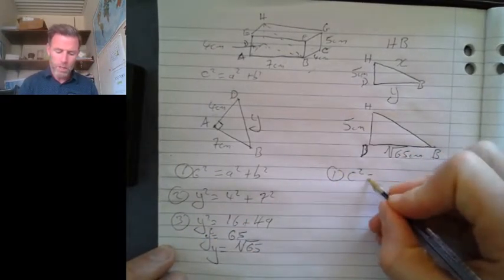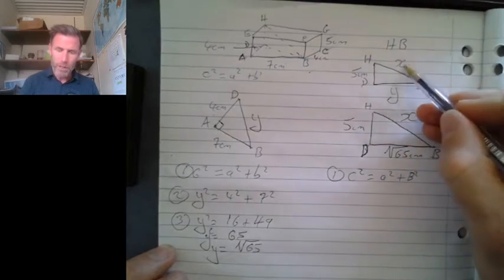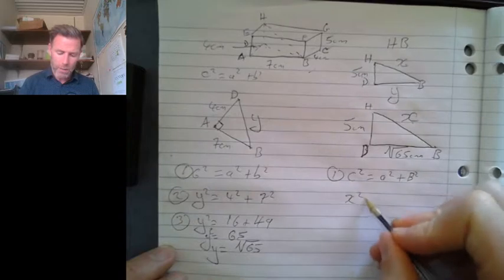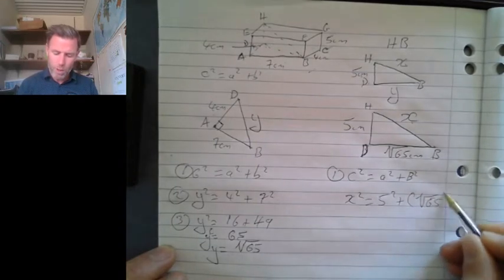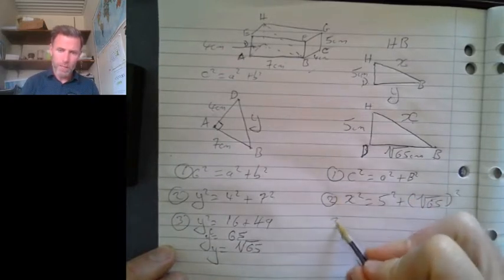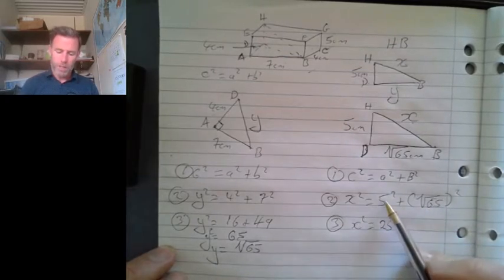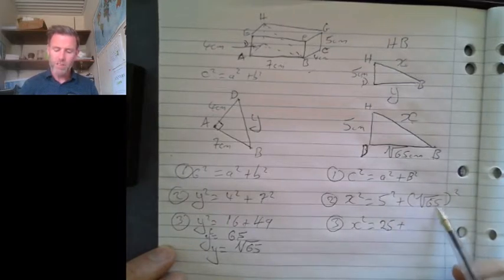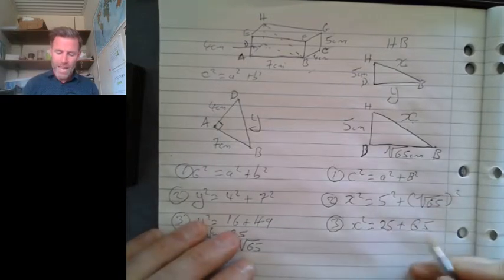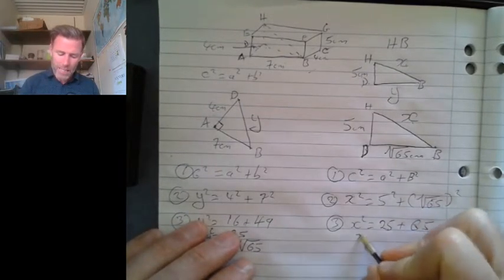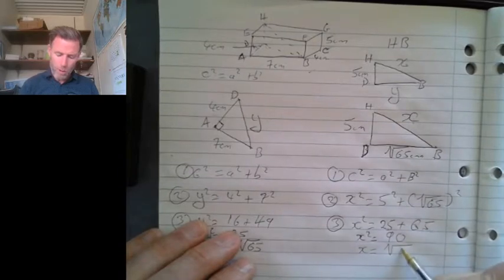Formula: c squared is equal to a squared plus b squared. So c in this example is X, and I bring it down here. X squared is equal to a squared, 5 squared, plus bracket square root of 65, to be squared. That's substitution. Finally I solve. X squared is equal to 5 squared, which is 25, plus the square root of 65 squared, which is simply 65. If you don't believe me, you can use your calculator. Add these two together, 25 plus 65 is 90. So X squared is equal to 90, and then X is equal to the square root of 90.